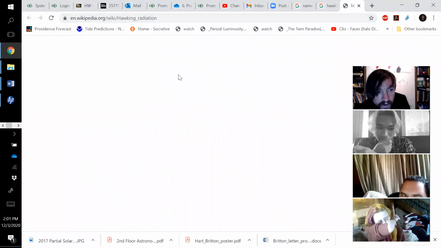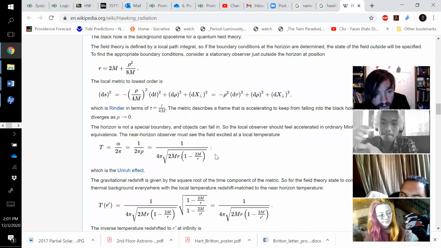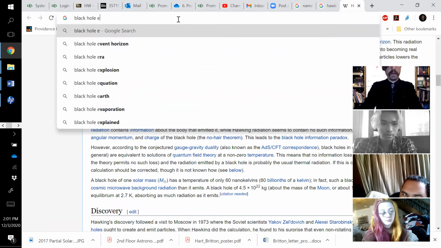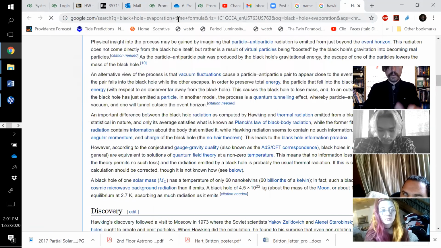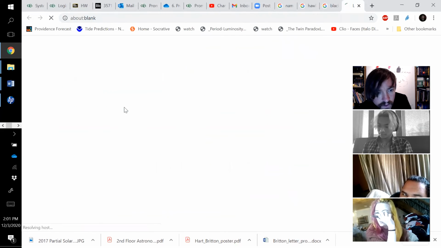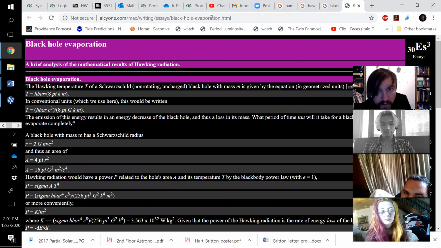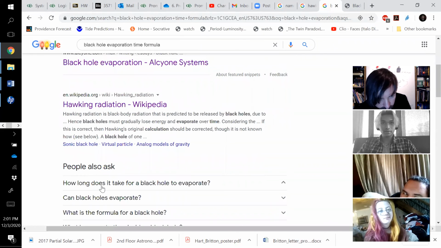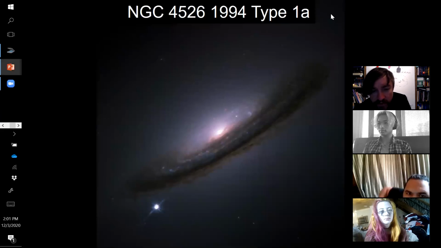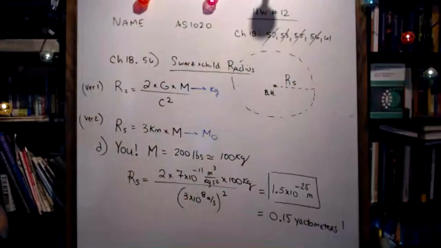I wonder if they have it here. Black hole evaporation time formula. Well, I was hoping there'd be a simple formula we could look at. Usually there's a way to. Okay, I need to look it up. I can't remember the formula for the Hawking radiation. In any case, I've got too much to do today to mess around. So let's crank out our last problem, number 61.